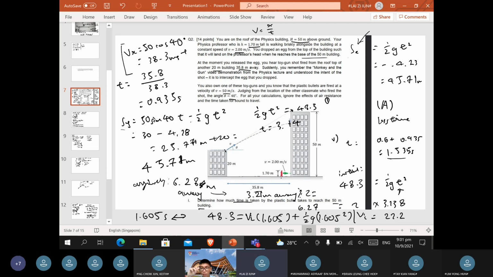If you time it such that your first egg will hit the professor after 3.14 seconds, that means that at the time of your release, the professor must have been 3.14 times 2 meters away from the base of the building. Correct? Because he moves forward at 2 meters per second, so for him to be just nicely under your egg when it hits him, he must be 3.14 times 2 meters away. Is this clear? So from this, we can find the initial horizontal position, how far he is away from the building.